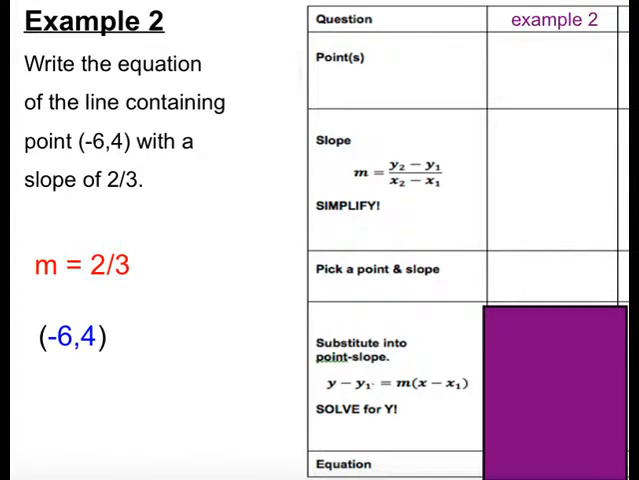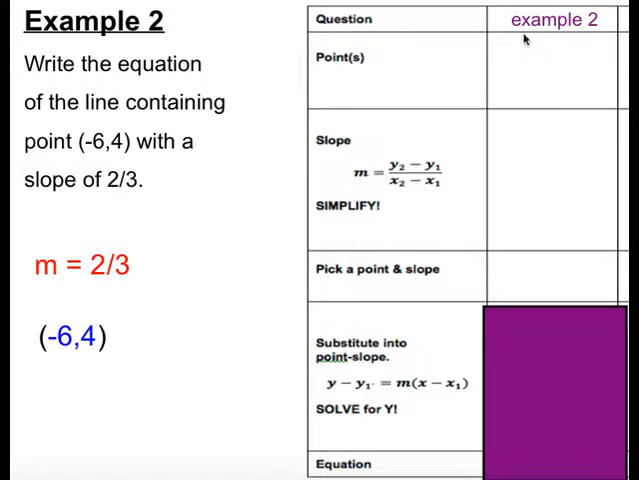Okay, we're moving on to example 2. It says write the equation of the line containing the point negative 6, 4 with a slope of 2/3. 2/3 being the fraction. Now you can write it as 2 over 3, but I just wrote it as 2/3 because I'm using a computer program. My ordered pair is negative 6, 4.